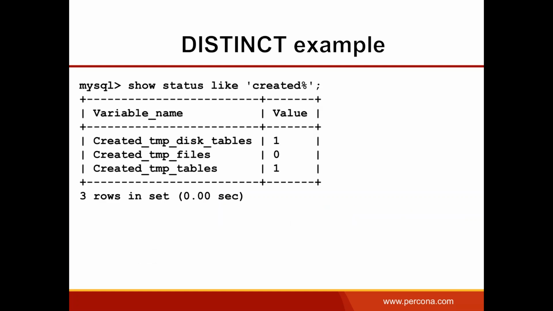Now, how do we profile that? The profile is actually easy. We can do a show status like created, run the query, and do the show status like created again. Now, in this particular case, we see that this query created a tmp disk table. So it will create a temporary table right away.